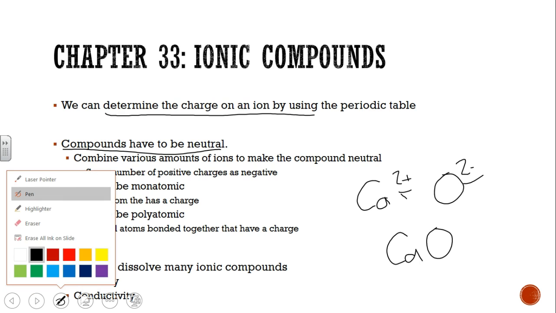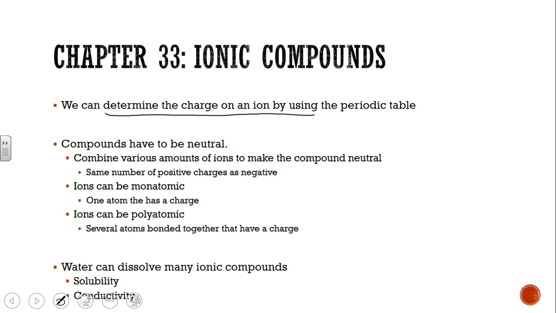Now, that's a little bit different because we can now take a look. What if we don't have the same charge? What if we have lithium, which is a 1 plus ion, and then we have something like nitrogen, which is a 3 minus? Well, the point is that these things have to cancel each other out. And so that's what I'm saying, is that we combine various amounts of each of these ions to make the compound neutral. So if we have 1 plus and 3 minus, what do we need more of? We need more of the 1 plus.